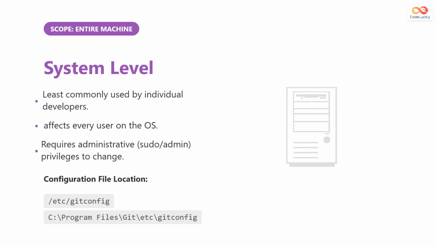The broadest level is the system level. Settings here apply to every single user on the operating system and every repository they possess. The file is typically located in the etc. folder of the system. You generally need administrative privileges to change this, and most individual developers rarely touch it.